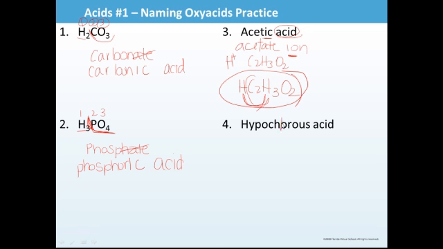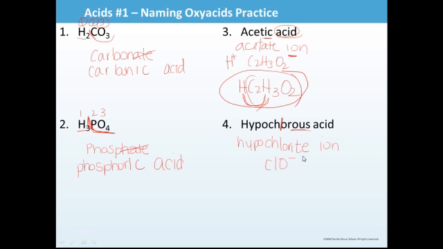Hypochlorous, oops, I missed my L there, I'm so sorry. Hypochlorous acid. OUS tells me it's the ITE ending. So my polyatomic ion is hypochlorite ion. So I have to look that up on my list of polyatomic ions. Hypochlorite, that is ClO with a negative charge.